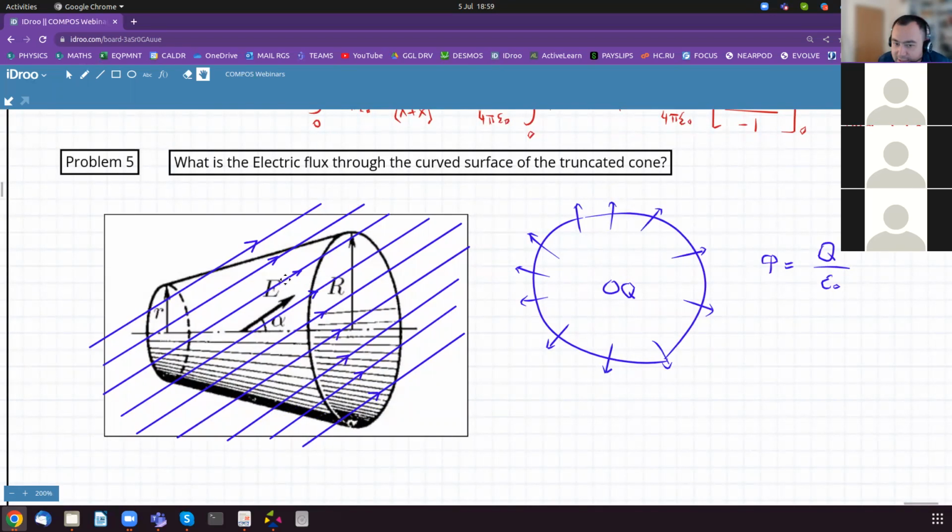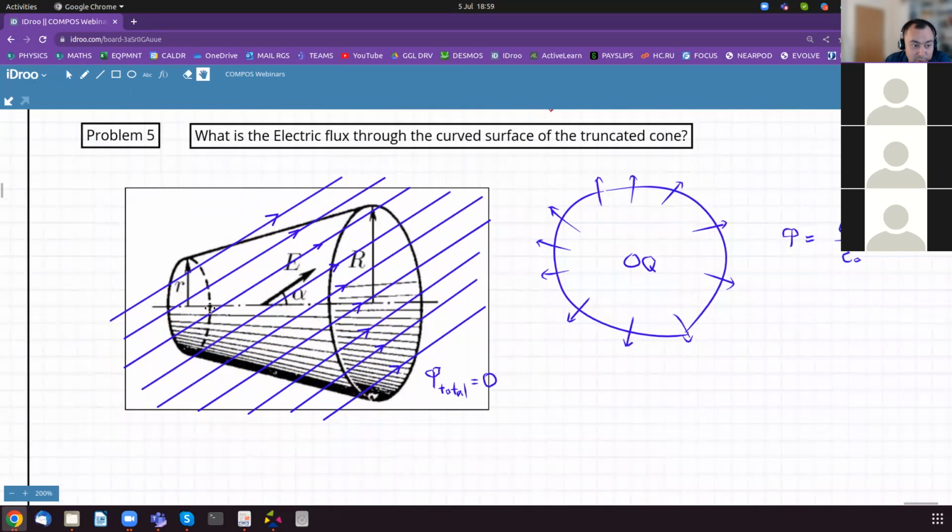So what does that tell us? That the total flux through all the surfaces is zero, exactly. Because there's no charge inside, the total flux is zero. And we need to find the flux through the small surfaces, or through the flat surfaces, and we need to find the flux through the curved surfaces.